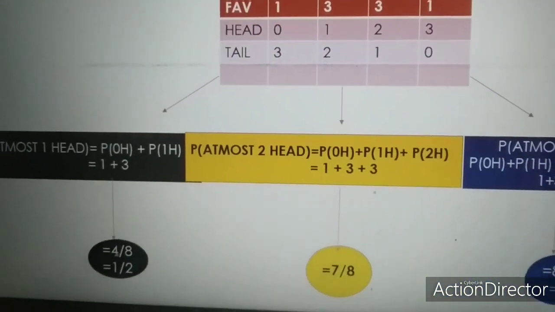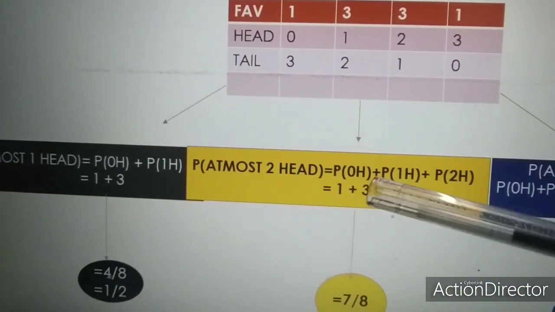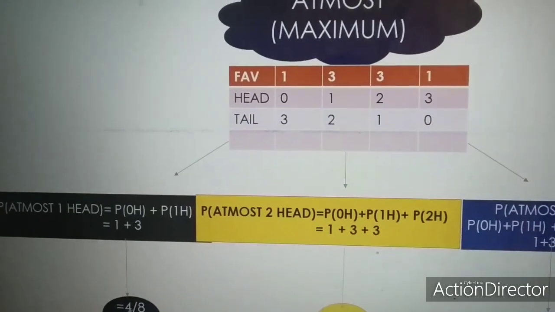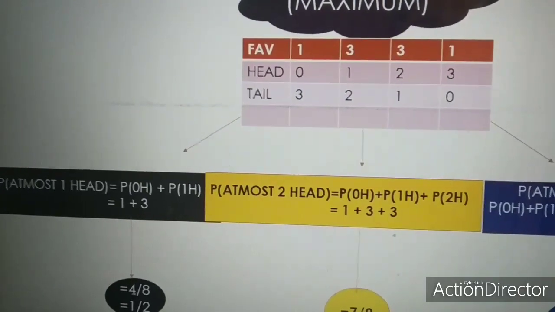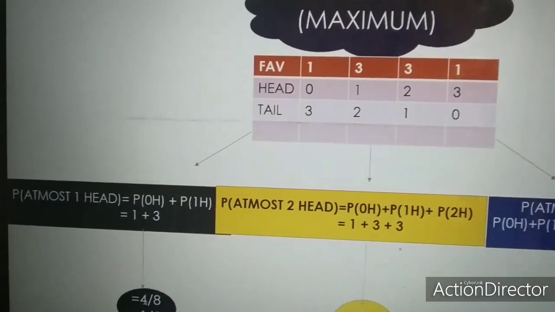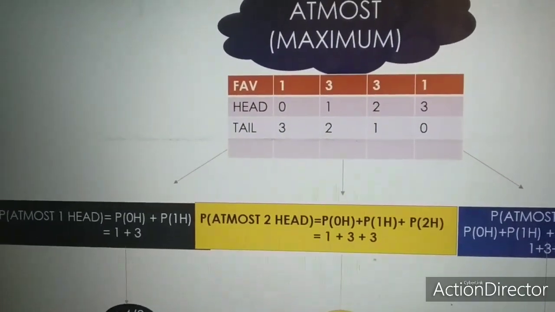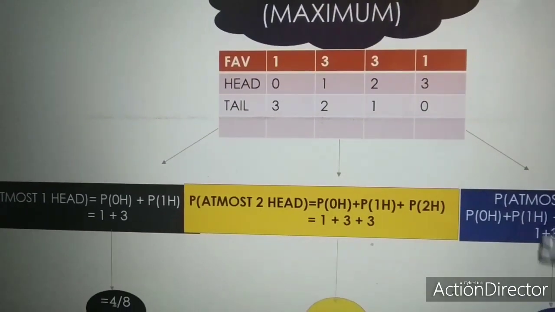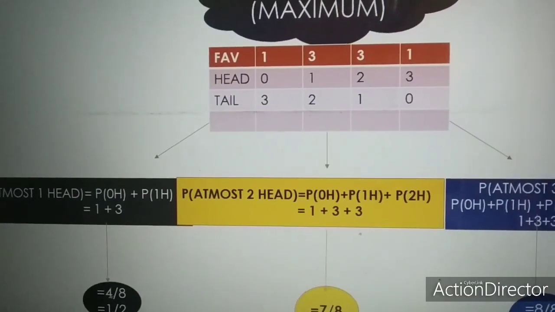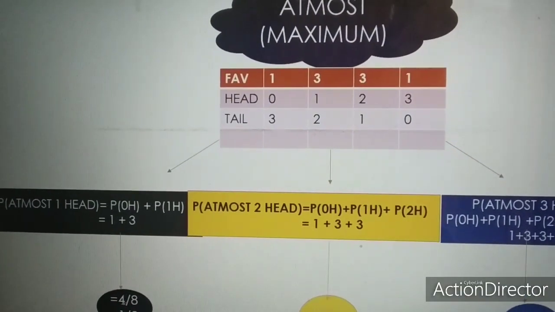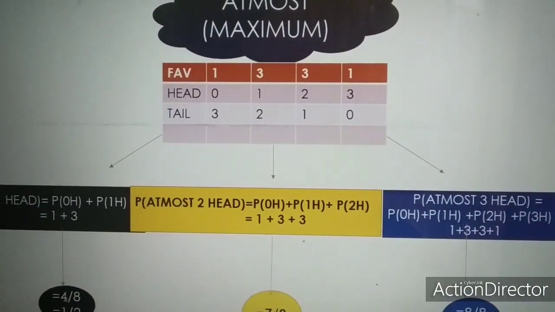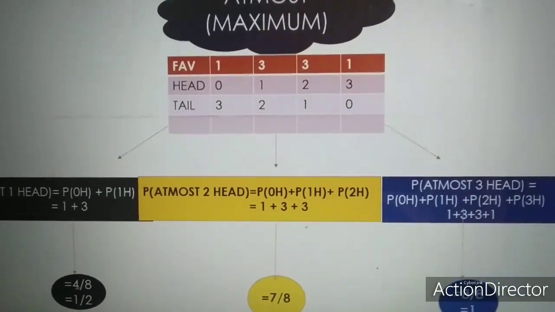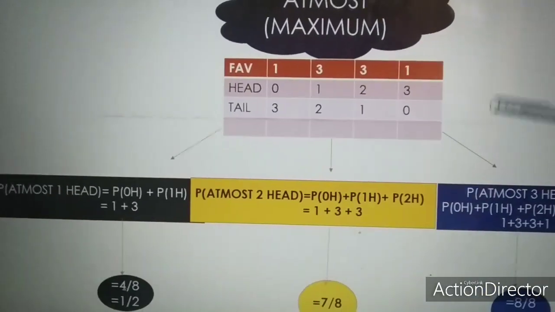Generally in this question also you make mistakes. You forget to take the probability of 0 heads over here. So for at most, you should remember the meaning: maximum. At most 1 head means maximum 1 head I should have. That means I can have 0 heads also and 1 head also. Similarly for at most 2 heads I can have 0 heads, 1 head and 2 heads. And for at most 3 heads I can have 0 heads, 1 head, 2 heads, and 3 heads.